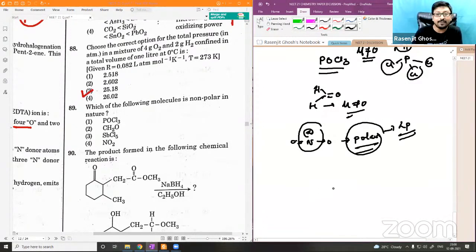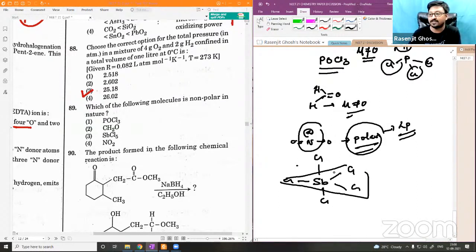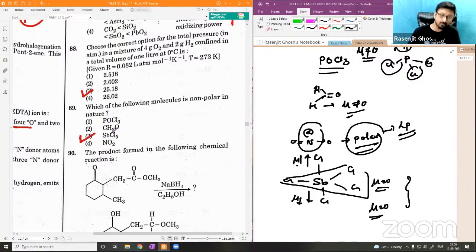Right? And SbCl5, what is the structure of SbCl5? Let's look at it. Sb has the same atoms in all directions. In the trigonal planar part, the dipole moment is equal to 0. We always know this one. And in the bipyramidal structure, one mu is going in this direction and the other mu is going in that direction. So the overall resultant dipole moment is 0. Dipole moment 0 means the molecule is non-polar. So SbCl5 is definitely a non-polar molecule.